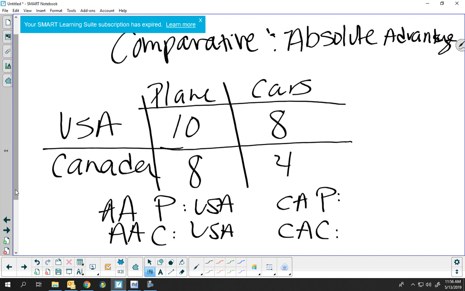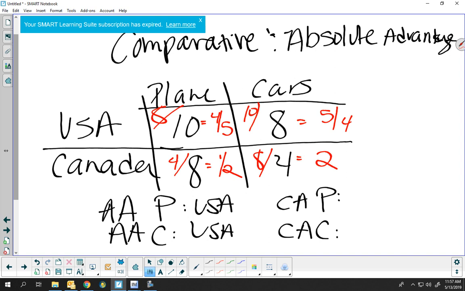Okay. So, Nina, do you remember how to do the math if it's an output problem? The other comes over. I'm going to switch colors real quick just so you can see the difference. The other number comes over. So we're going to do this for USA and Canada, planes and cars. For USA, we're just looking at USA numbers. If the other comes over, 8 over 10. The other comes over, 10 over 8. For Canada, same thing. The other comes over, 4 over 8, and then 8 over 4. Then you just simplify. This is 4/5. This is 5/4. This is 2. And this is half.